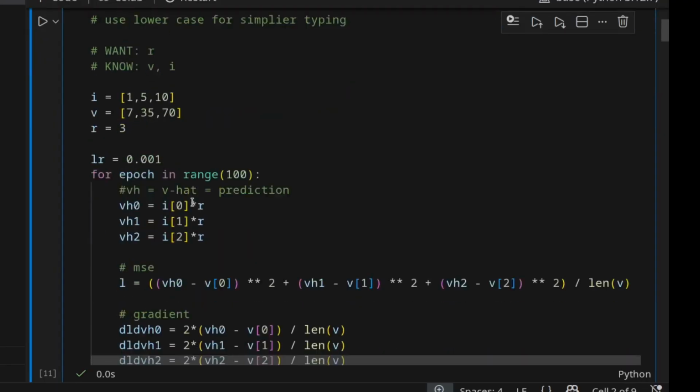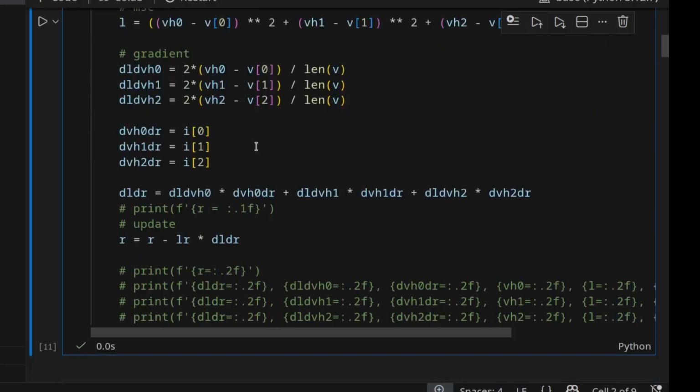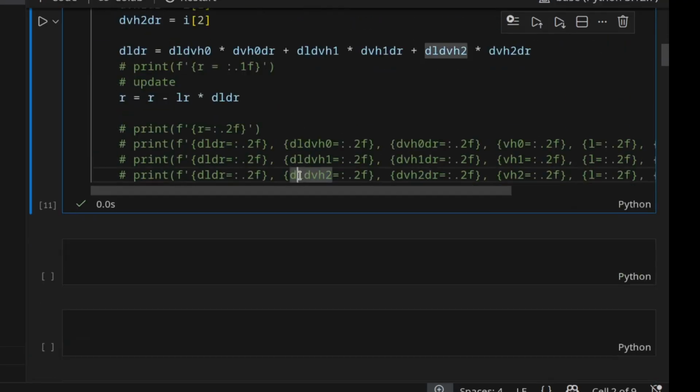And here are samples. As you can calculate, the answer to R is 35, but I randomly put the number 3, and the model should figure out that R is 7, because 1 times 7 is 7, 5 times 7 is 35, and 10 times 7 is 70. So it should figure out that R is 7. So I will run it.